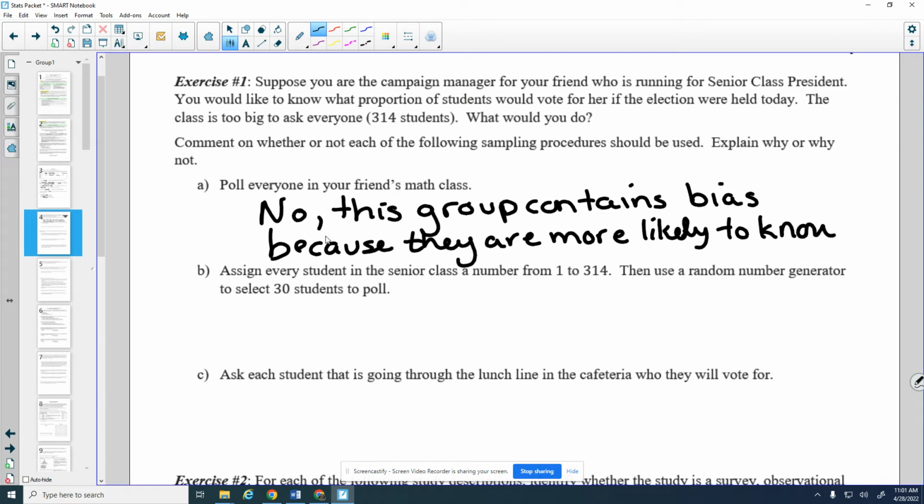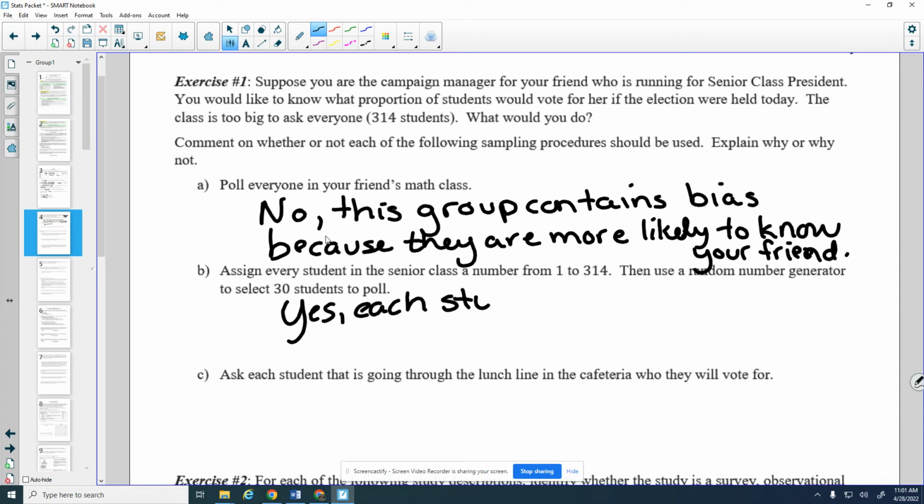And when we say more likely to know your friend, that's compared to the population of the 314 students in the class. Assign every student in the senior class a number from 1 to 314, then use a random number generator to select 30 students to poll. So this one looks good, right? We're randomly selecting them. We have a decent sized group, usually like 1/10 of the population is okay. So this would be yes.